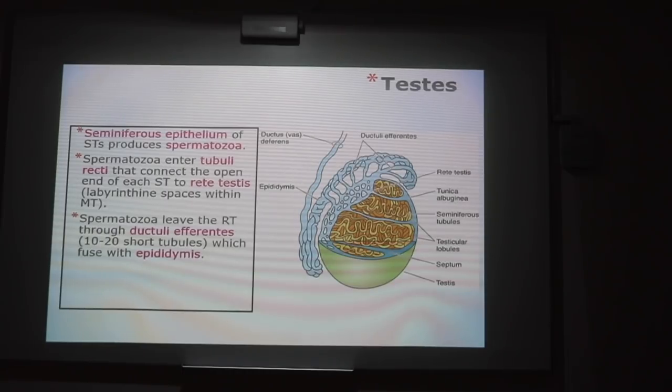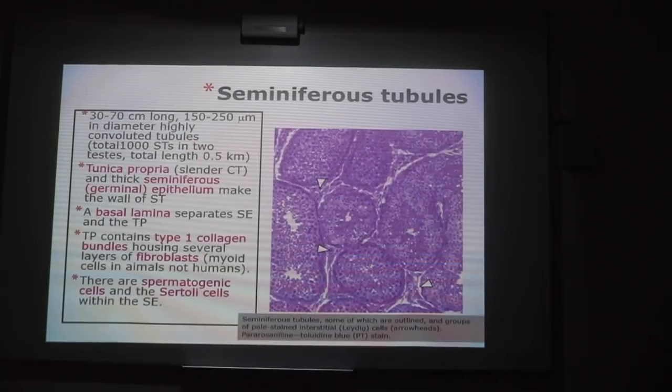So what we are going to focus on first is basically the testes. We are going to look at the structure of the testes first. Then we are going to go to the straight tubules, then the rete testis, then the efferent ductules, then the epididymis, and then to the vas deferens.